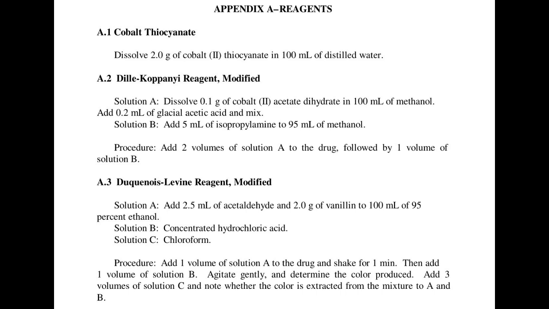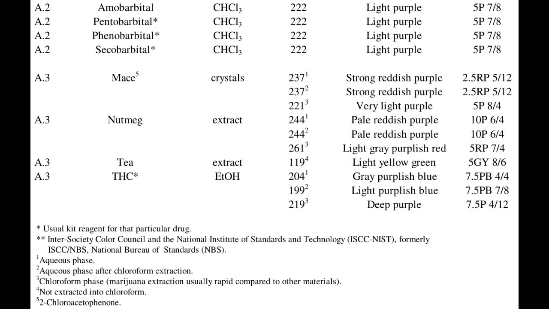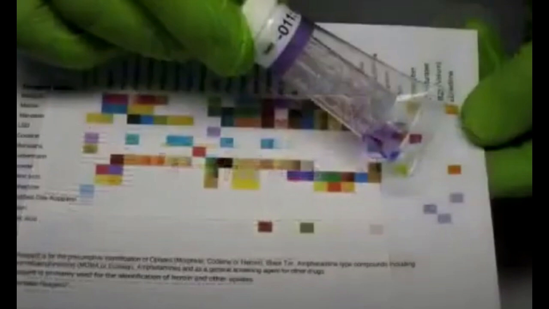The procedure to use it is to add 2 volumes of solution A, which is our cobalt acetate dihydrate and methanol with a touch of acetic acid, followed by 1 volume of solution B, which was our isopropylamine and methanol. It was difficult to find an image of what a positive test really looks like in real life, and this low-quality picture was the best I could find. Nevertheless, you can see the color that indicates a positive test for barbs.